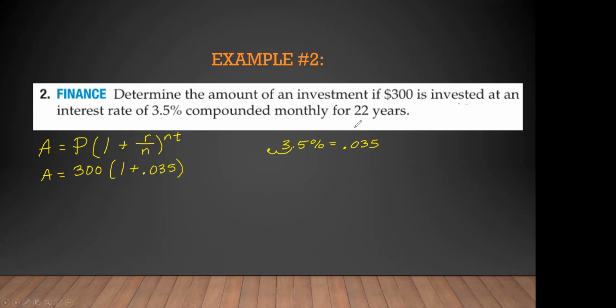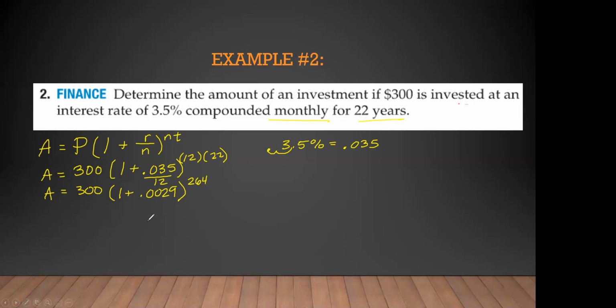And then raised to the power of n. Now it says it's compounded monthly, so that n would be 12, and then the time is 22 years, okay? So we've got A equals 300 times 1 plus 35 thousandths over n, which was 12, okay? So we've got 1 plus, when you take 35 thousandths and divide it by 12, you get about 29 10,000ths. And then 12 times 22 is 264.